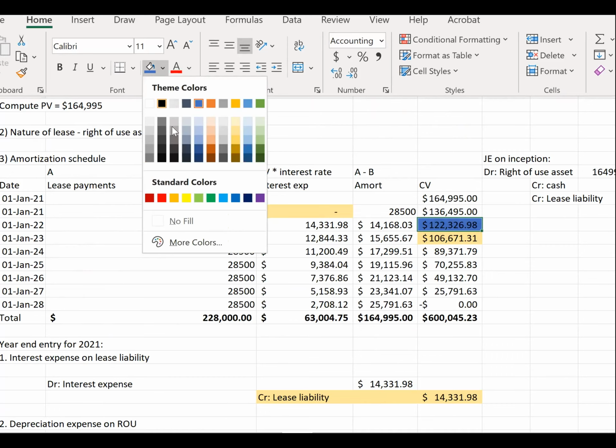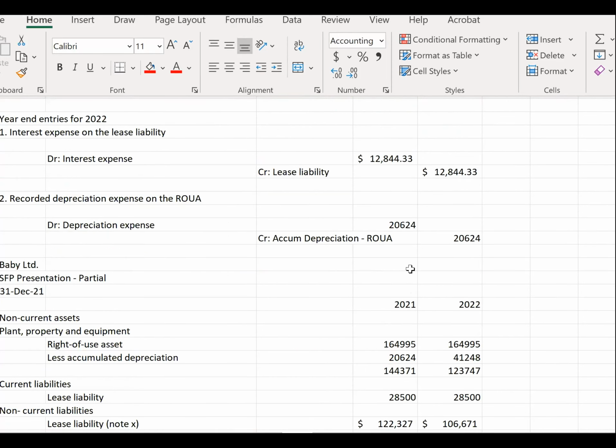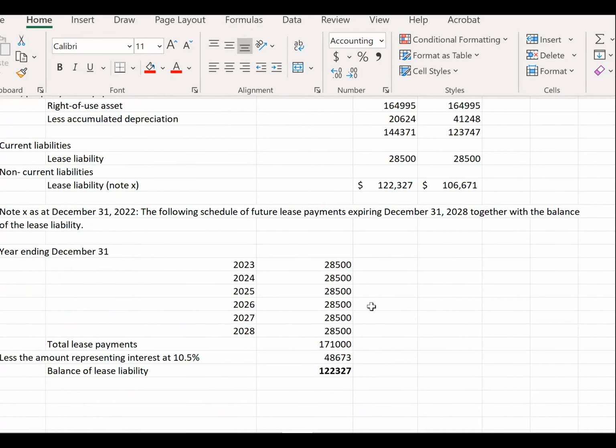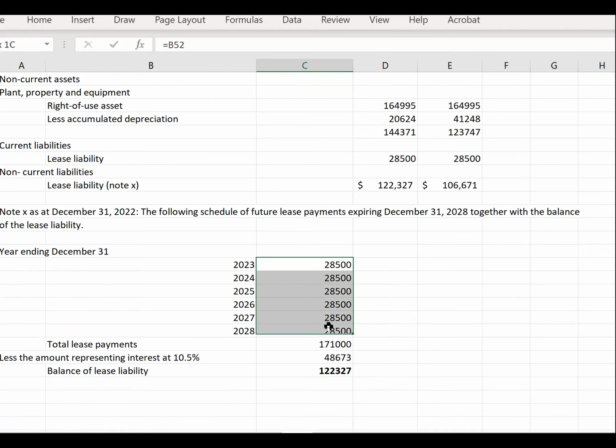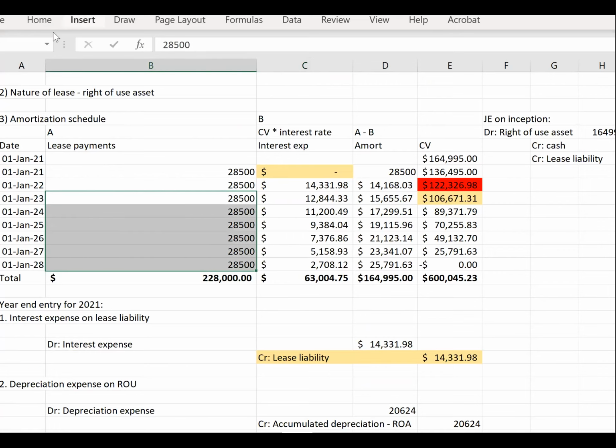So what happened there? So 122,000. So basically what we did is we said, okay, what's happening in the future? What have we committed to for rent? So we said, okay, well, we've committed to rental payments of this much for each of the next future 5 years, all the way up to the end of the lease. So it just happened to end in 6 years. Then that's a total agreed commitment of 171,000 starting from 2023. So not the beginning of the lease, but the next future period. Then we say less the amount representing interest at 10.5%, and we pick that up from our interest from our schedule here. So this is our 171.